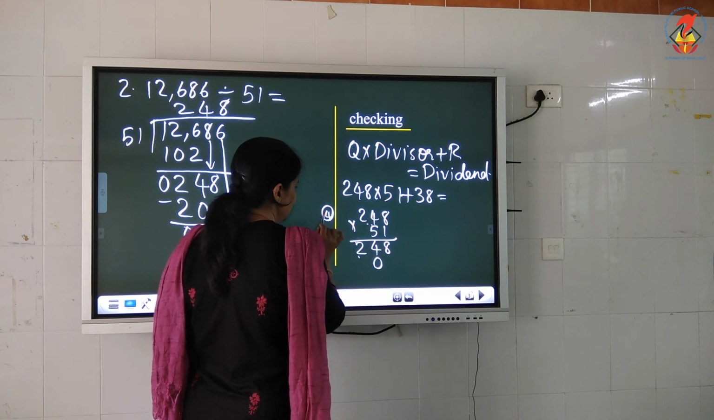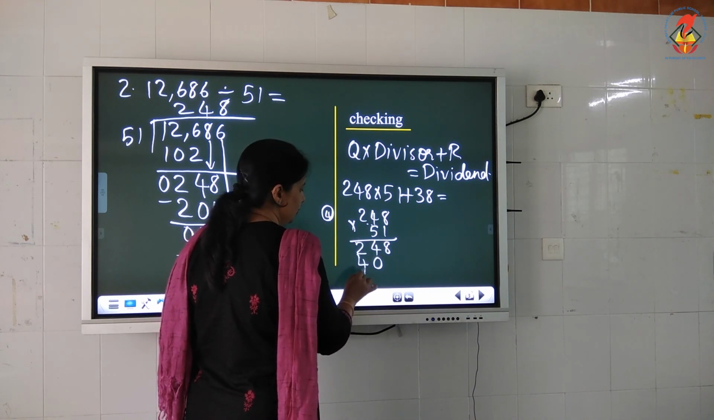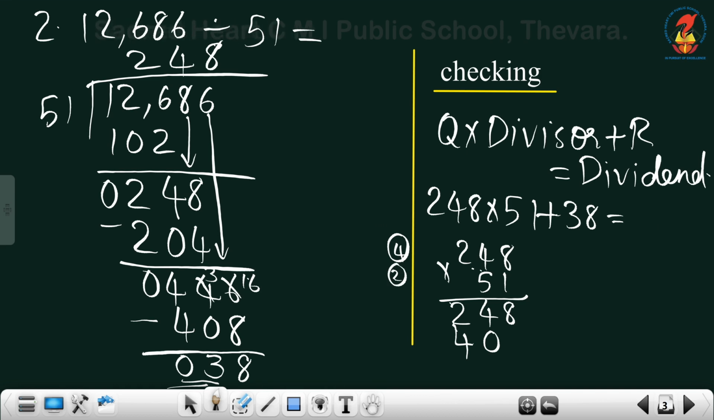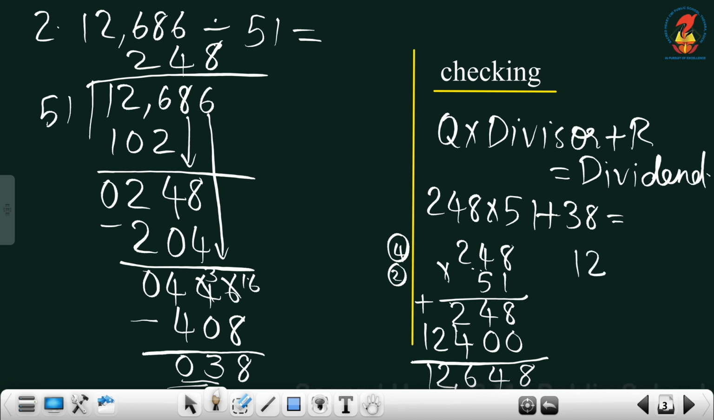Then 5 4s are 20. 20 plus 4, 24. 4. And 2 is carry over. 5 2s are 10. 10 plus 2, 12. Plus sign. Okay, here simply I put 0 here. 8 plus 0, 8. 4 plus 0, 4. 4 plus 2, 6. 2, 1. Which number only I got? 12,648. But I need to add this number also, remainder also.